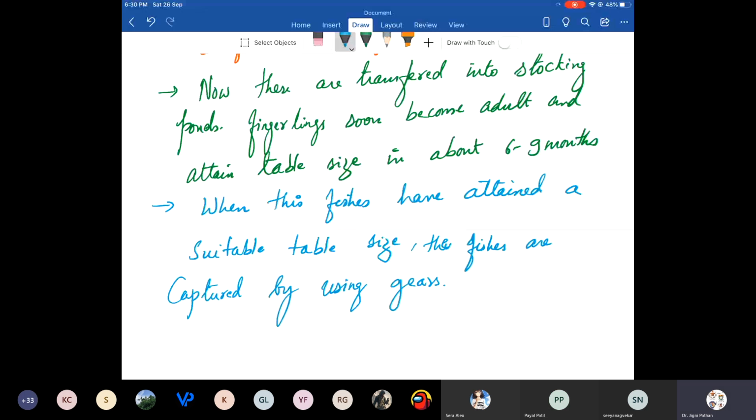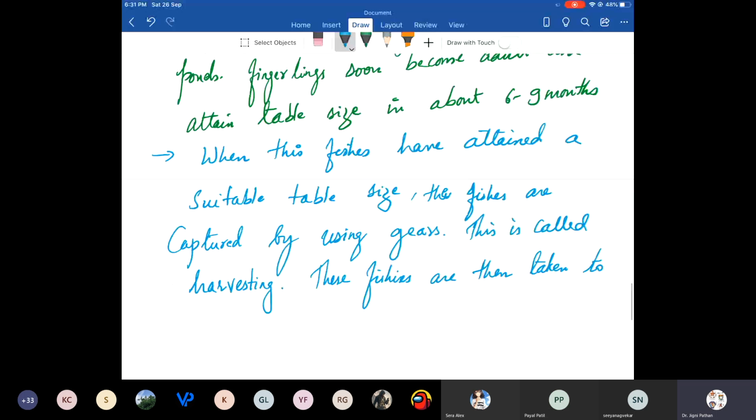This is called harvesting. These fishes are then taken to the landing center, from where they are disposed of by selling to the market.